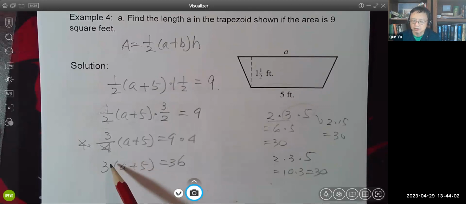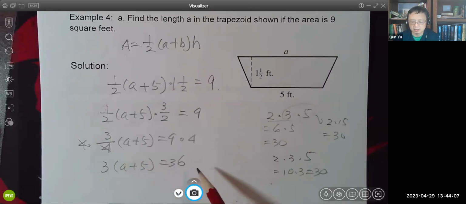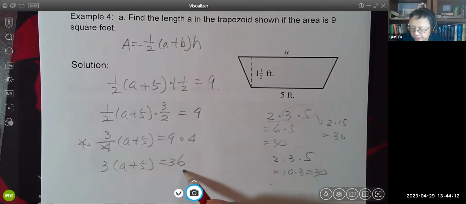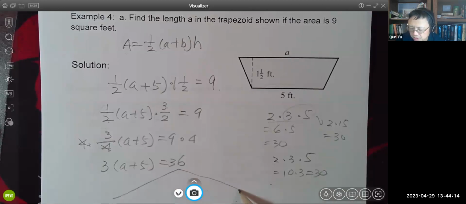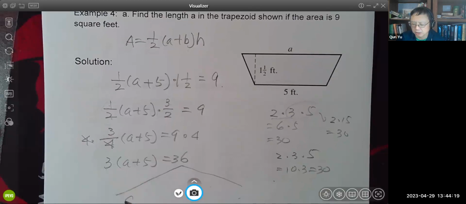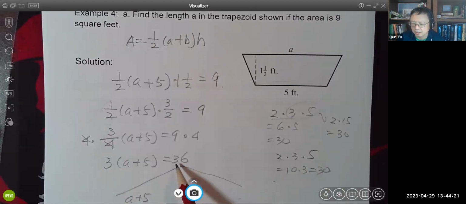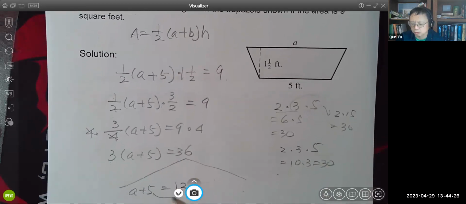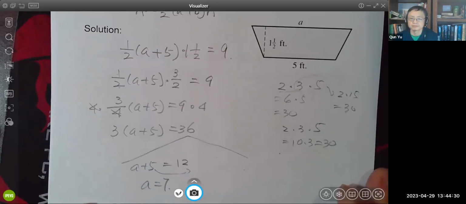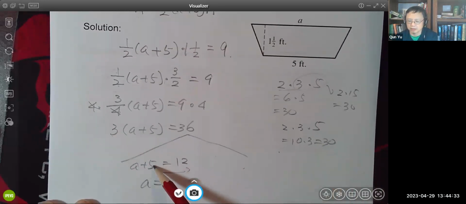At this point, you can multiply them out, or you can divide by 3 on both sides. Either way is okay. So I'm going to branch out to do it in two different ways, just to show you there's no difference. First, I divide by 3 on both sides. So this is canceled. I get A plus 5 left. The other side is 36 divided by 3, that's 12. So move 5 to the other side, I get A equals 7, because when I move 5 to the other side, it becomes 12 minus 5.